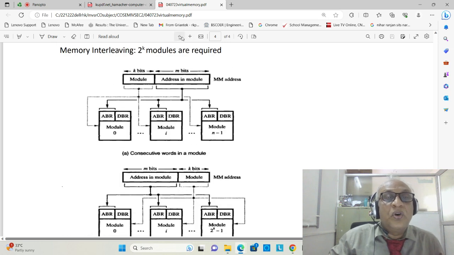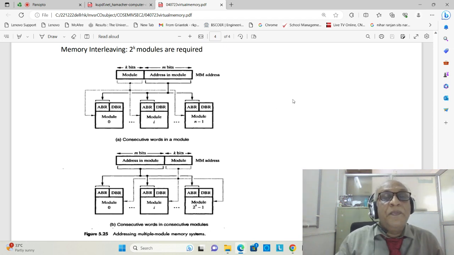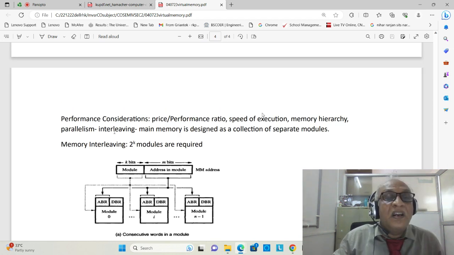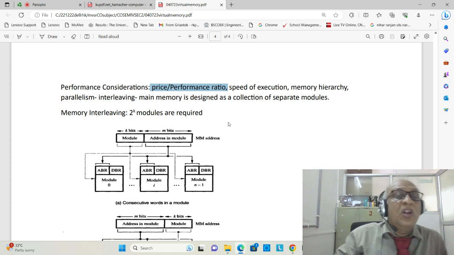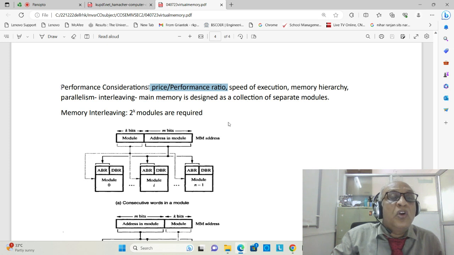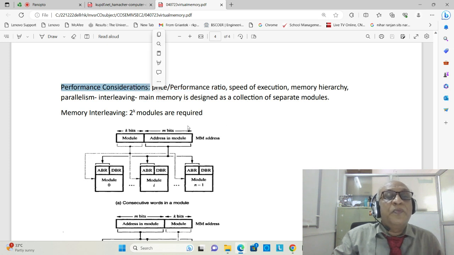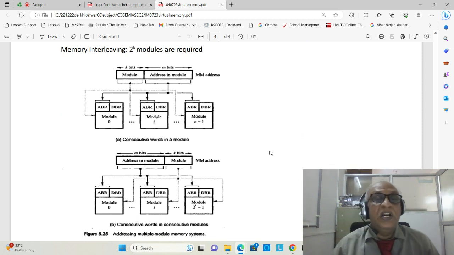The diagram which you are looking at is an example wherein memory interleaving for parallelism is achieved. Now, why does parallelism need to be achieved? Because we want a better price performance ratio. And why is a better price performance ratio required? For the commercial success of, say, a desktop or a laptop or any computing machine. So all these aspects come under the topic performance considerations. So let us look at this arrangement.